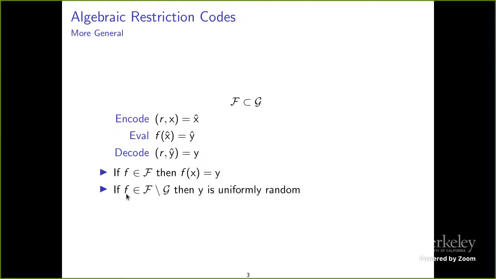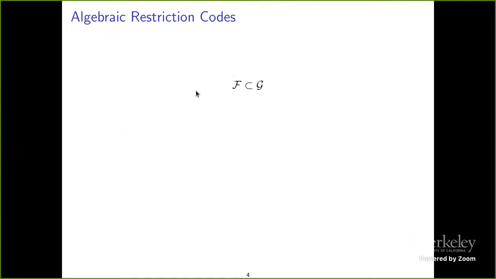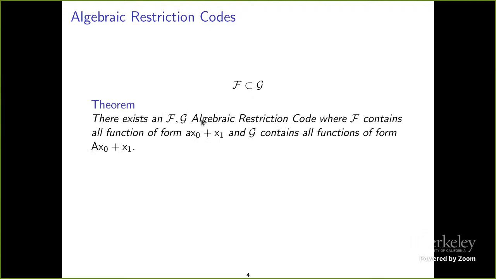However, if you use some function outside of f, then y should be uniformly random and not contain any information about x. This is the definition. I am not going to go into the constructions. We have two constructions of algebraic restriction codes.